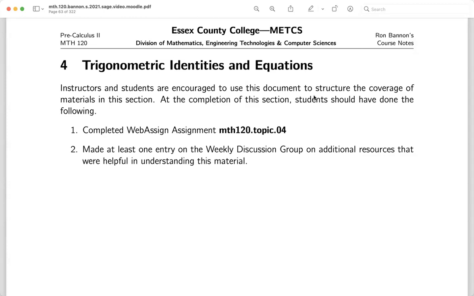I'm breaking it into 3 separate pieces. That is simplifications, because they're related to both verifying identities and to solving equations. And we'll certainly go through that, right? Once you finish section 4, that is, attend the lectures.